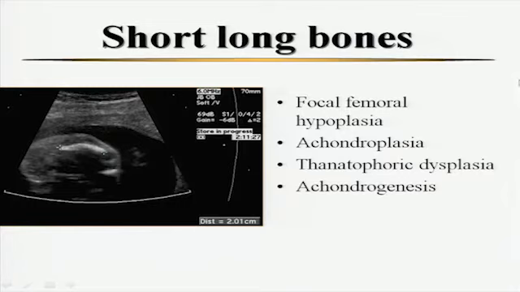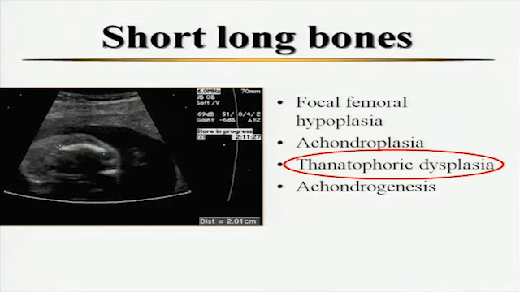So short long bones, what's our differential? Focal femoral hypoplasia, achondroplasia, thanatophoric dysplasia, achondrogenesis. Thanatophoric because of the head shape, the chest size, all those different things. I'm going to spend the rest of the time going over some of those skeletal dysplasias because they can be a little confusing.